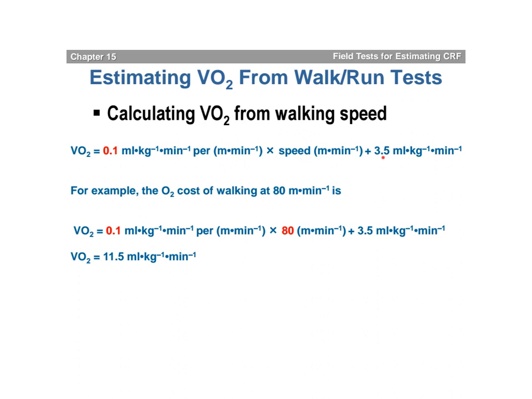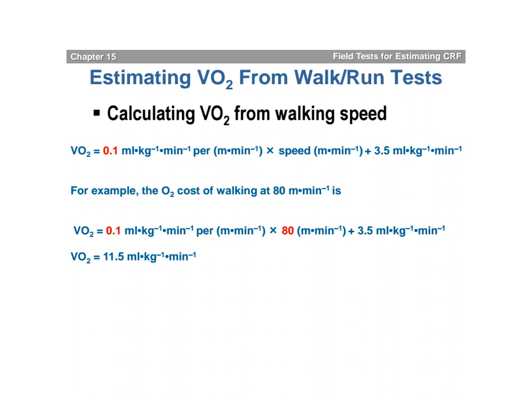And then of course, the basal metabolic rate is no different. The reason for 0.1 instead of 0.2 is because walking is essentially more efficient. There's less energetic cost to walking than running. So for example, the O2 cost of walking at 80 meters per minute is 0.1 multiplied by 80 plus the 3.5. So you get 11.5 milliliters of O2 per kilogram per minute.